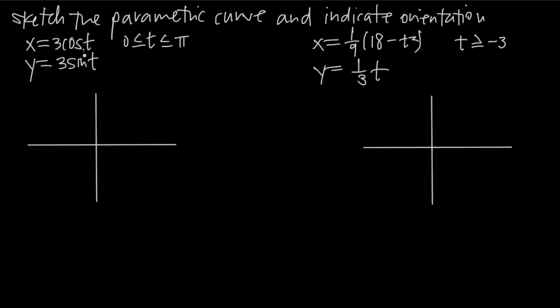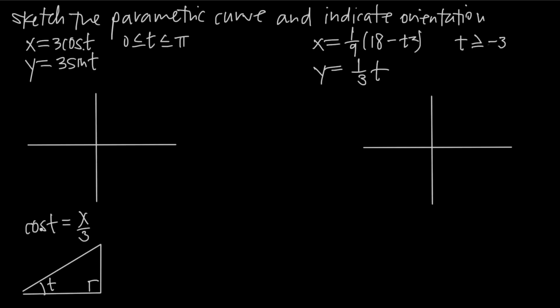We want to take the equation for x and divide both sides by 3. If we divide both sides of this first equation by 3, we get cosine of t is equal to x over 3. And then remember that when we have a right triangle, if we draw a right triangle that looks like this, then cosine of the angle t, if this is the angle t here, is equal to the length of the adjacent side divided by the length of the hypotenuse.